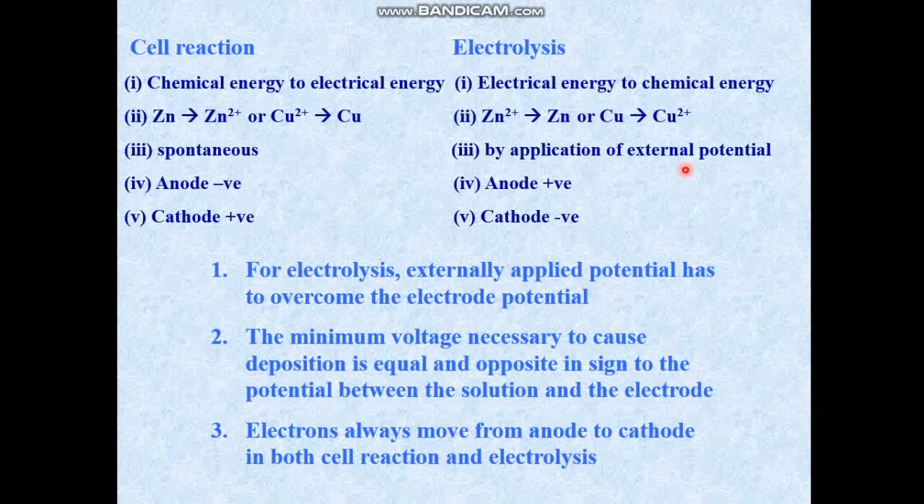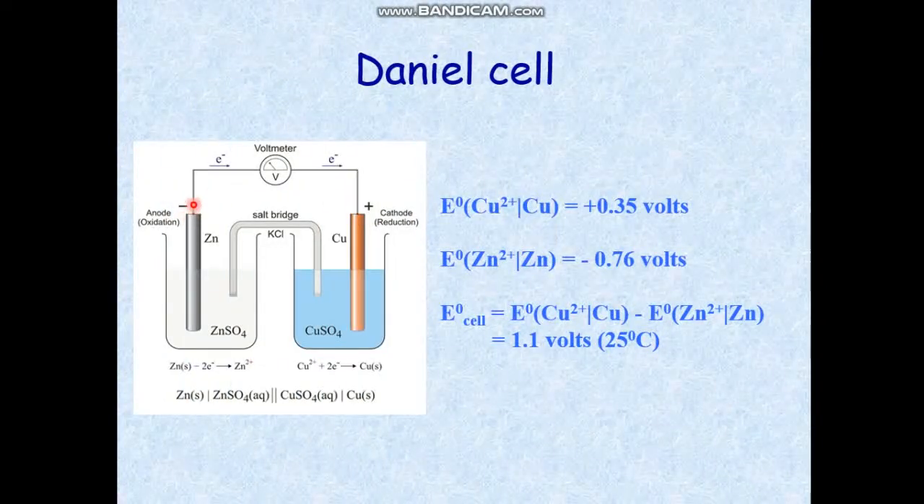Now anode is negatively charged in case of cell reaction, while in case of electrolysis anode is positively charged, and vice versa. That means the cathode is positively charged in case of cell reaction, and in case of electrolysis the cathode is negatively charged. But the fact which is common in both cases is that the movement of electron is always from anode to cathode. Look here, electrons would move from anode to cathode.